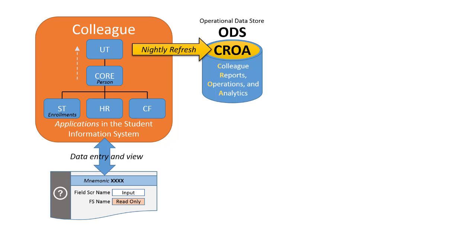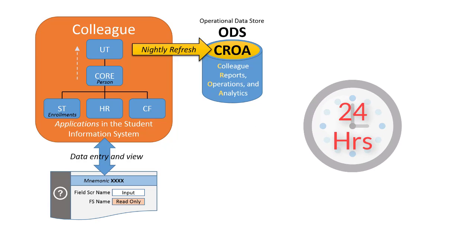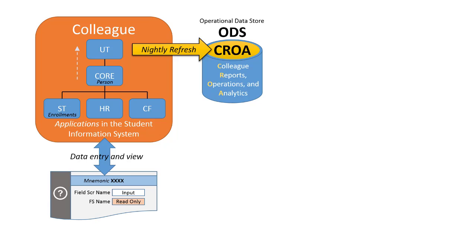Each night, an automatic process updates CROA for any changes made in the Colleague database. The information in CROA, therefore, is not real-time, but approximately one day behind reality. That is important to remember when trying to match your reports against Colleague. If the data changed in the last 24 hours, your data won't match. But that doesn't necessarily mean your report was created incorrectly. You just need to wait 24 hours and test it again.